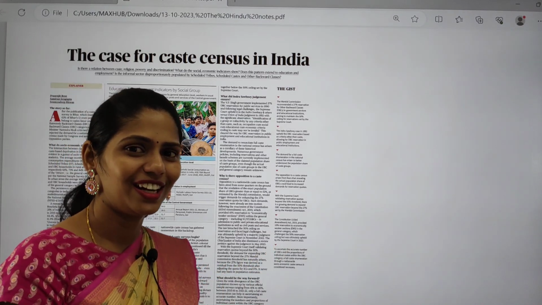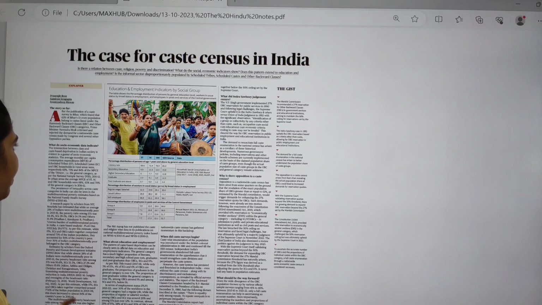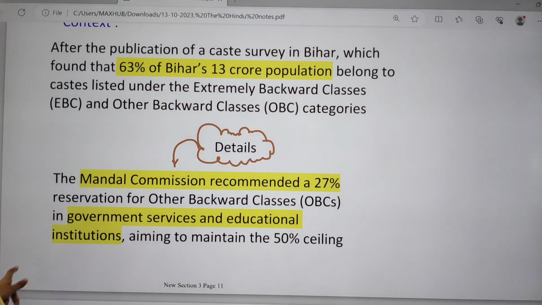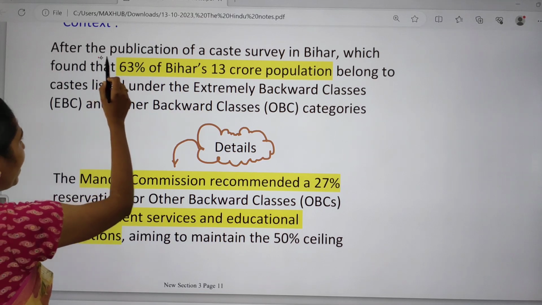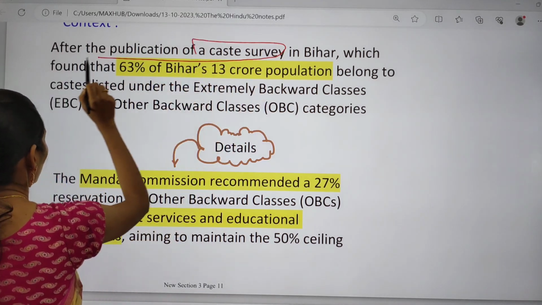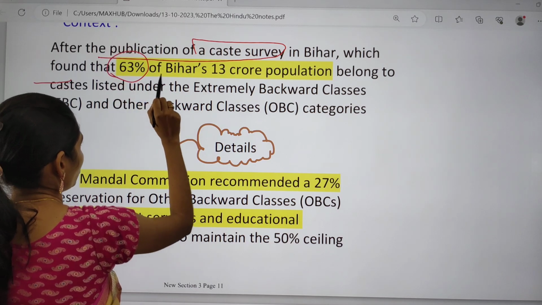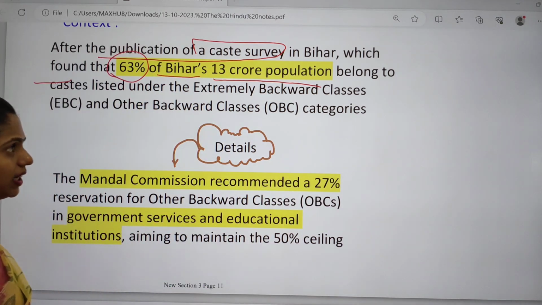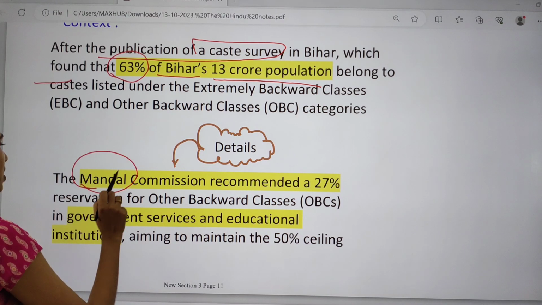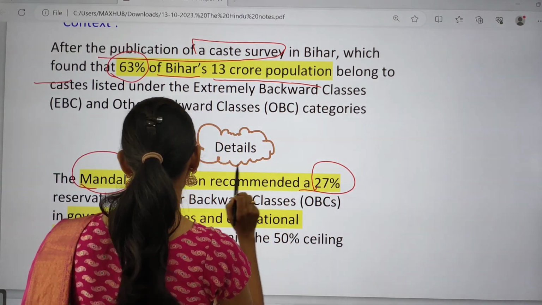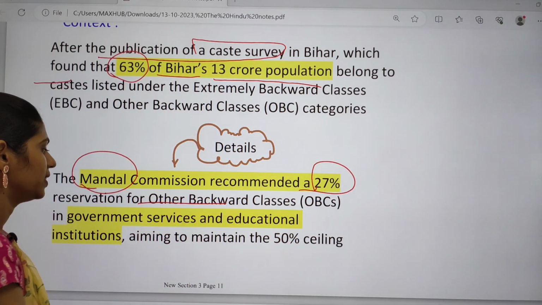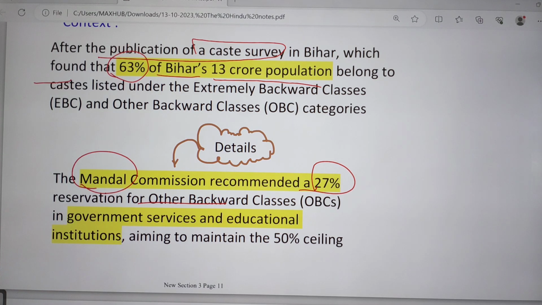Again, this article is also related to the caste-based census of Bihar. The context says that after the publication of the caste survey in Bihar, it was found that 63% of Bihar's 13 crore population belong to castes listed under extremely backward classes and other backward classes categories. As per the Mandal Commission report, it recommended 27% reservation for OBCs in education as well as in employment opportunities, and the ceiling here is 50%.